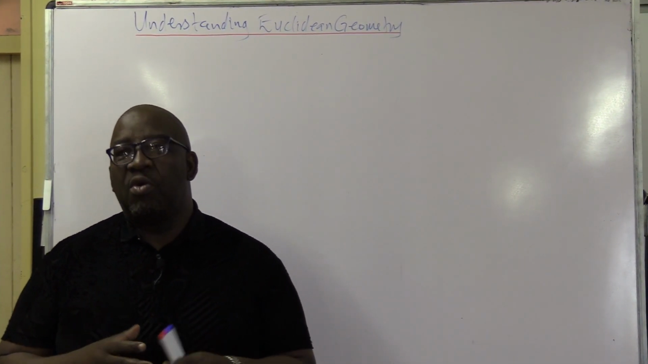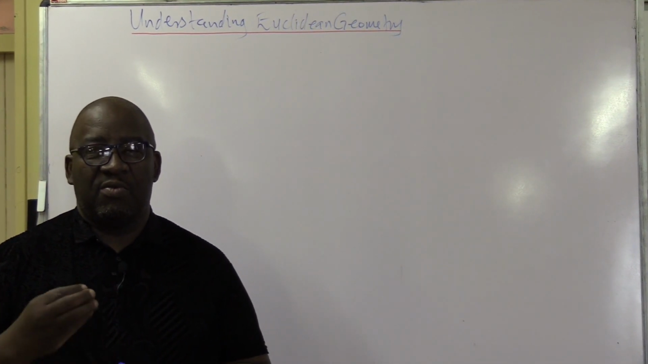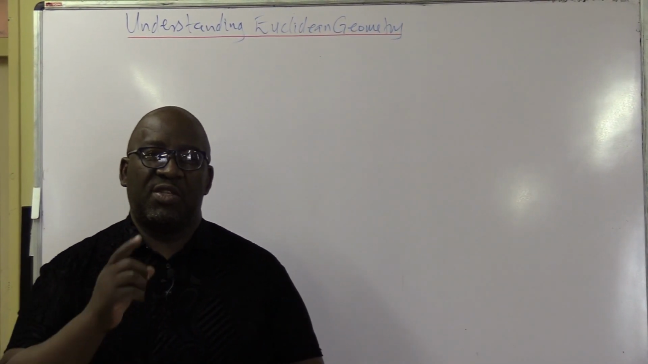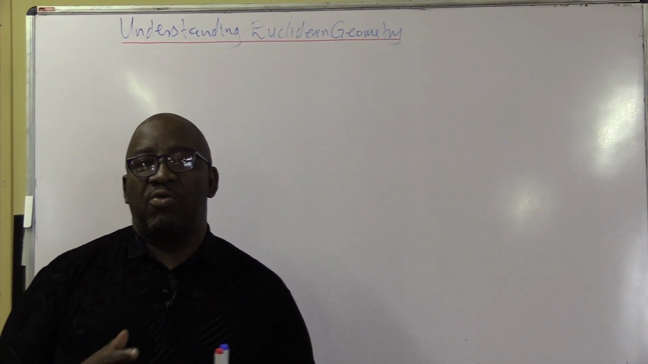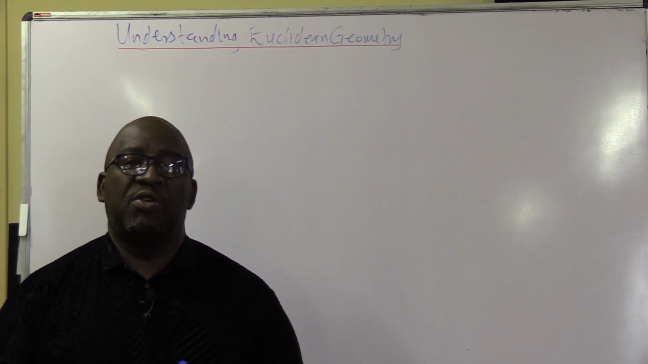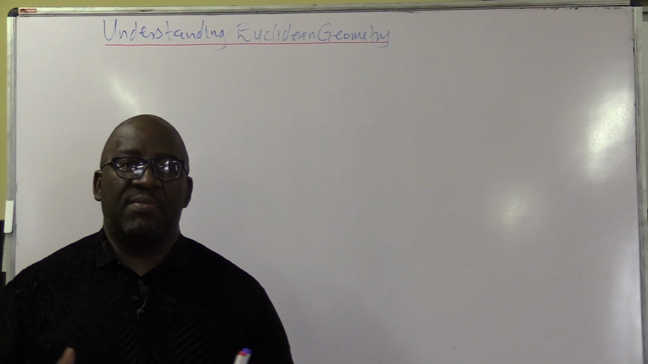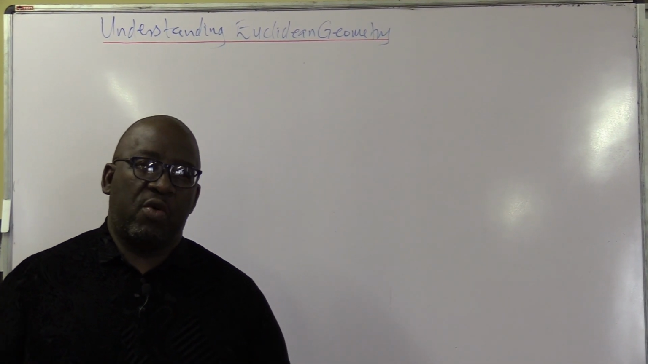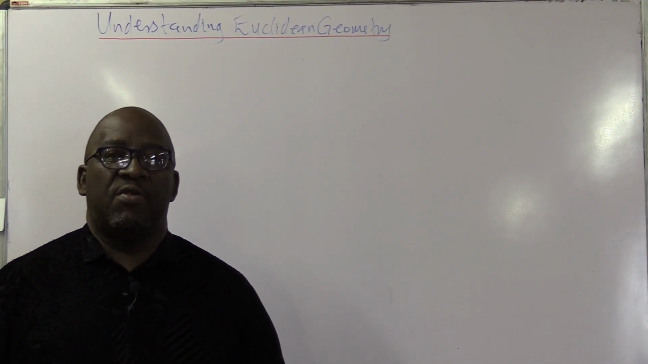This is the geometry that was discovered by a guy called Euclid, hence Euclidean geometry. We want to go straight to past papers and see how we solve these problems. But there's one thing that I want to show you: how do you master this section called Euclidean geometry? There are only 13 theorems that you need to master, because all the questions revolve around these theorems.